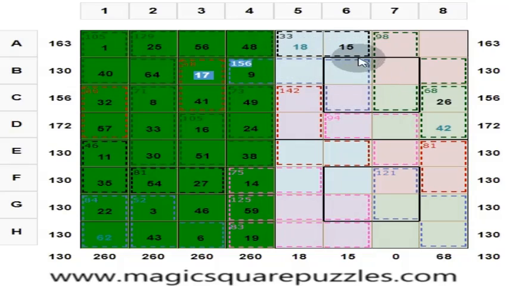We know these 4 numbers are 130. This is 180 minus 130, 50. Okay. And what else you can find out? Say here, can you find out this one? Yes, we can apply this formula. This plus this plus this plus this gives you 130. 50 plus 15, 65. 65 plus 26, 71, 81.